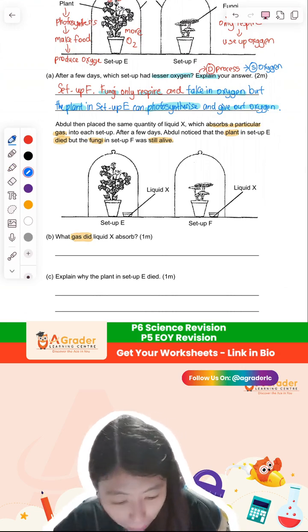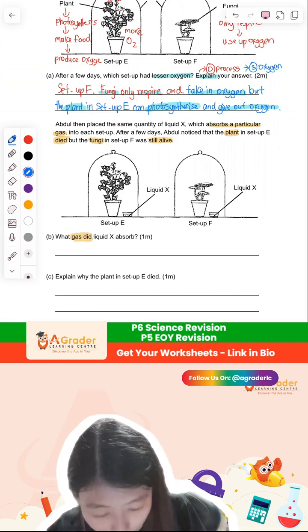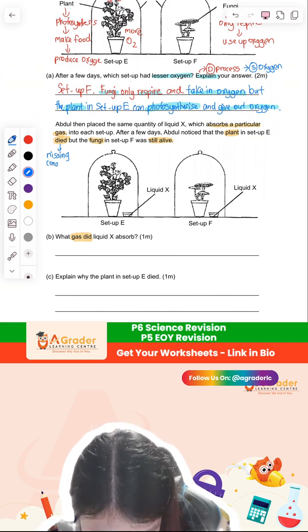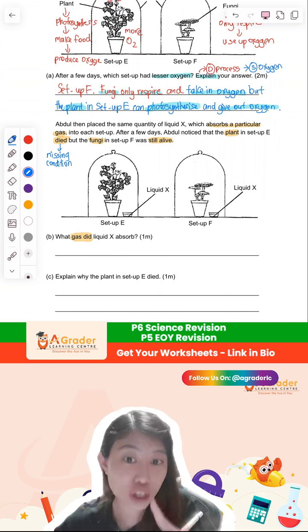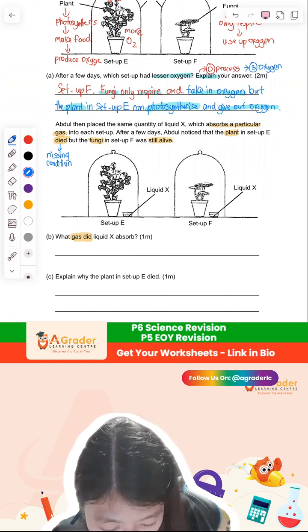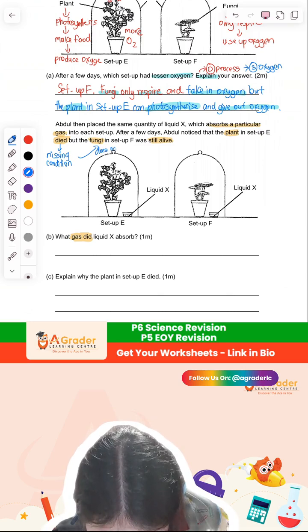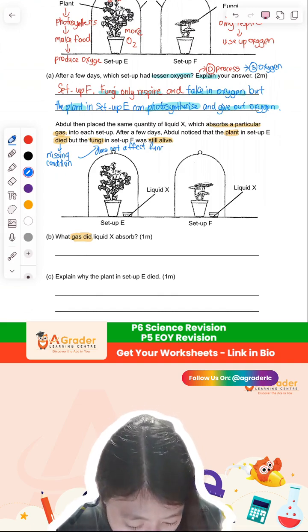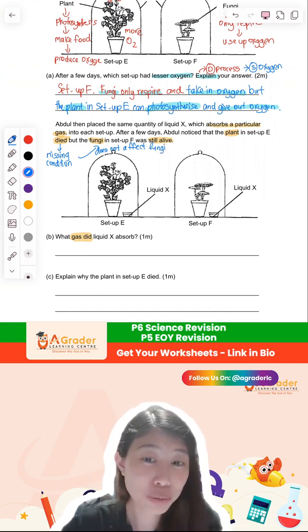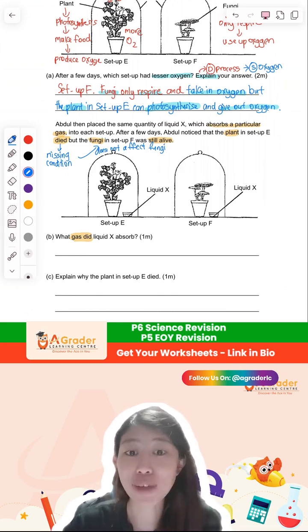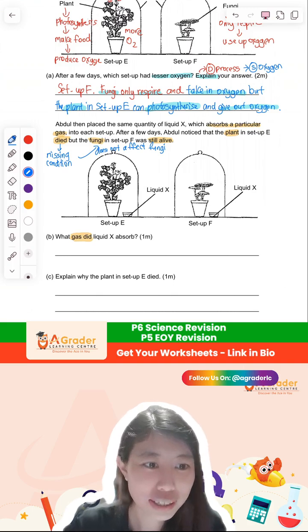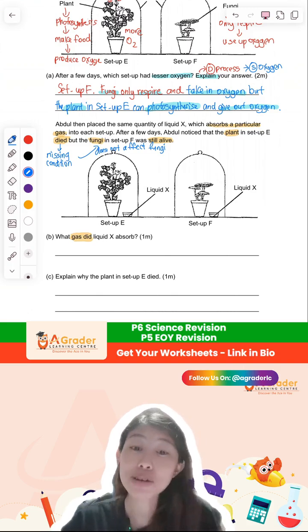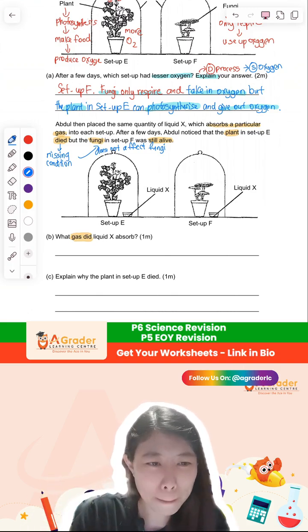Okay, so we know that the plant died, right? So the plant died means it has a missing condition. Okay, but this missing condition does not affect fungi. Okay, so think about what type of gas the plant needs, but the fungi does not need. Very good. A lot of you got it correct. Yes, it's carbon dioxide. Very good. Okay, because plants still need carbon dioxide to do what?